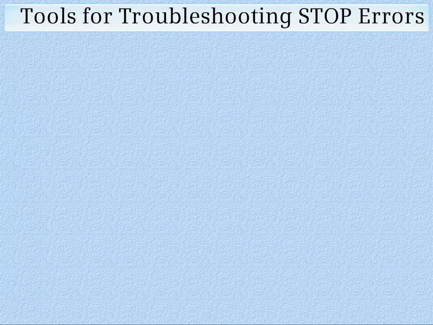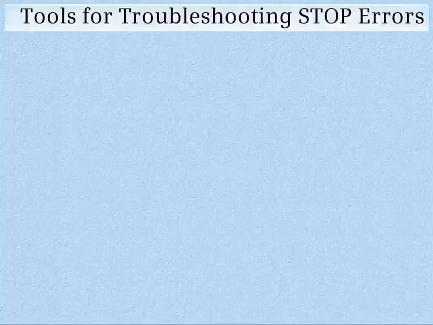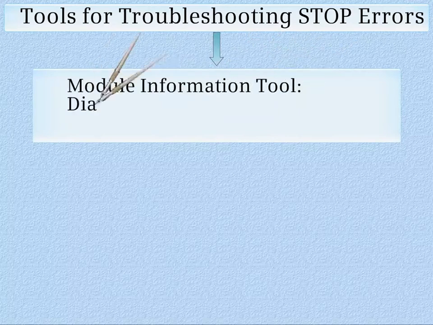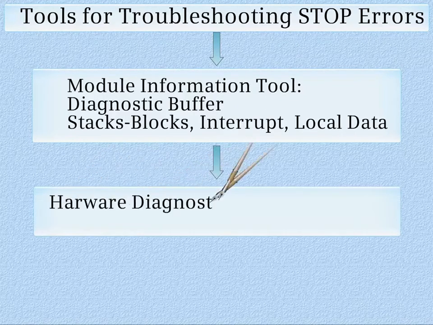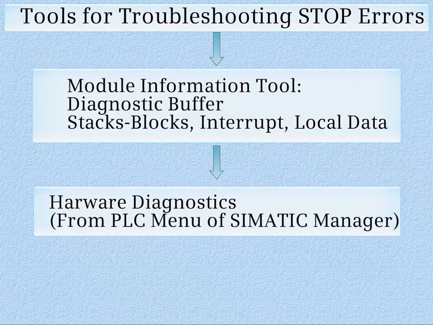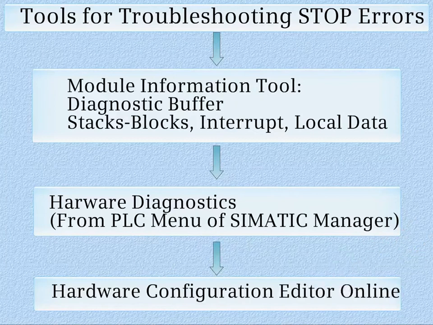Here are the typical tools used for troubleshooting system detected or stop errors. The Module Information tool has a Diagnostic Buffer tab containing diagnostic messages from the CPU and a Stacks tab, which gives access to the blocks, interrupt, and local data stacks. You can access hardware diagnostic screens from the PLC menu of Siemens Manager and take the hardware configuration editor online for graphical troubleshooting of the hardware system.